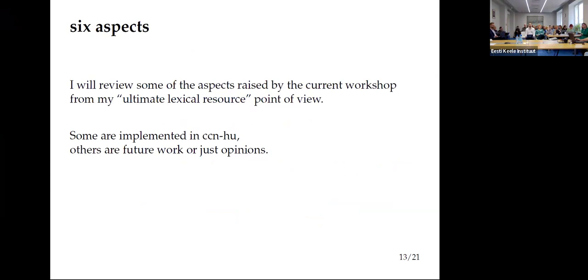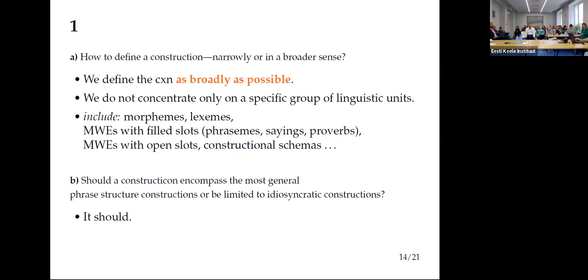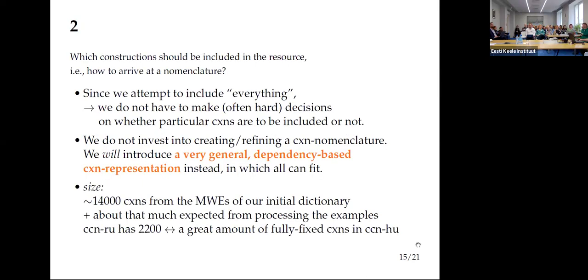I will go so quickly. I chose six extracts from the birds-of-a-feather, what I mean in the call for papers. How to define a construction as broadly as possible, to include everything. Should a constructicon encompass the most? Yes, of course, it should encompass everything. Which constructions should be included? The same. You can consider this so it's not ready. We will work out a general dependency-based representation, which we hope all constructions can fit into this model.